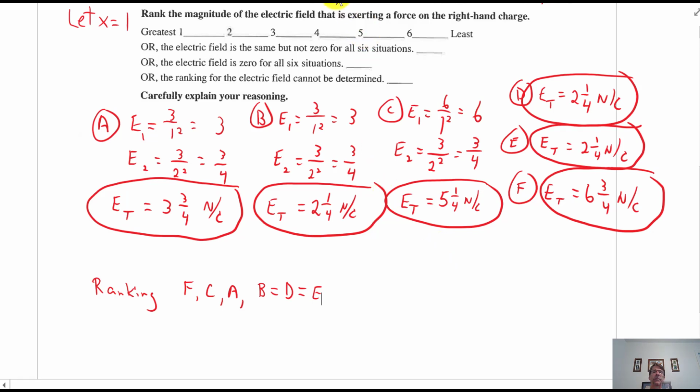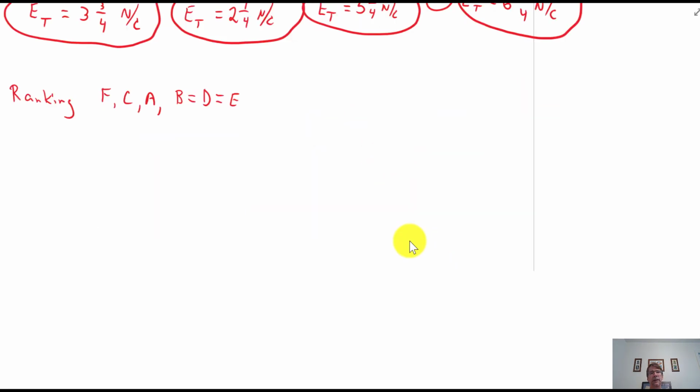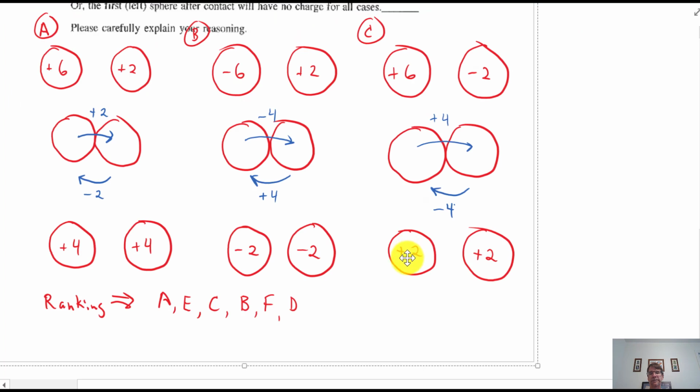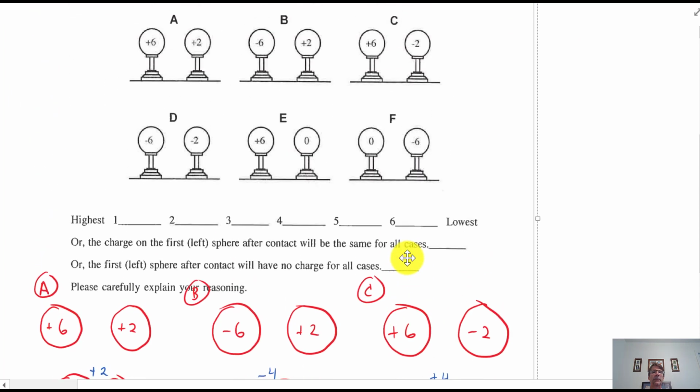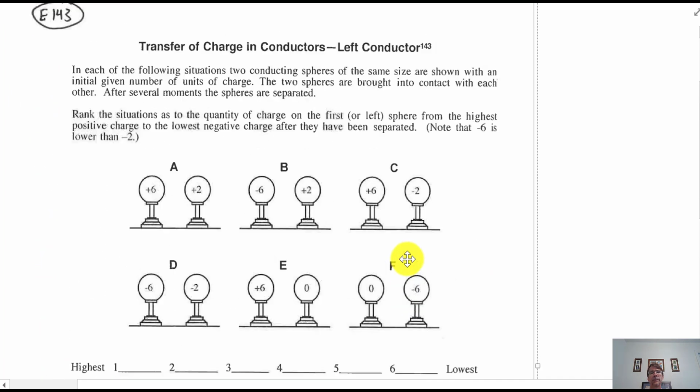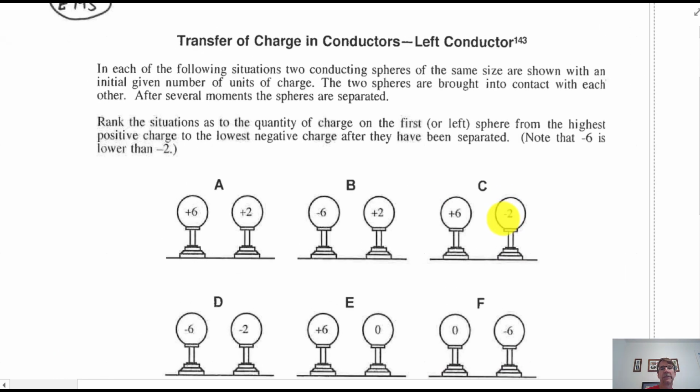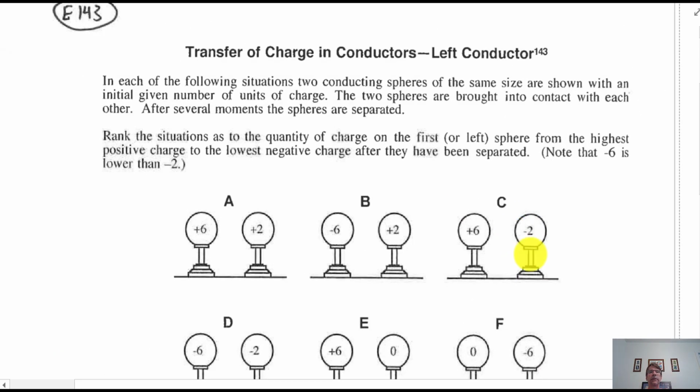All right, I got to move this along here. This one. These are charged spheres. Charged spheres. Let me see if I can make this bigger. Yeah. Transfer of charge. 143.